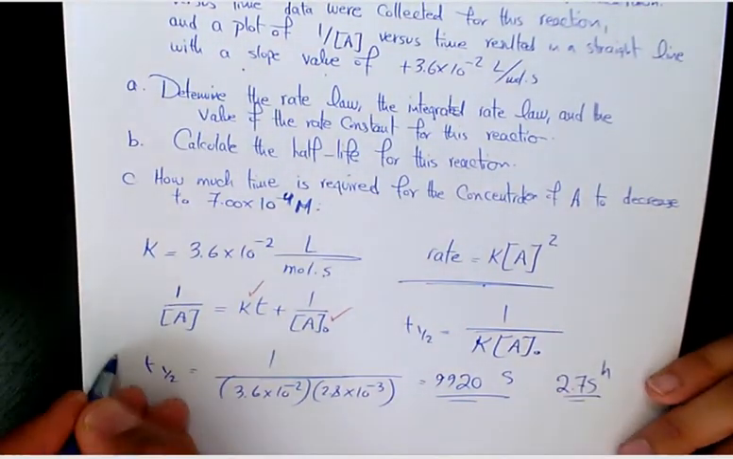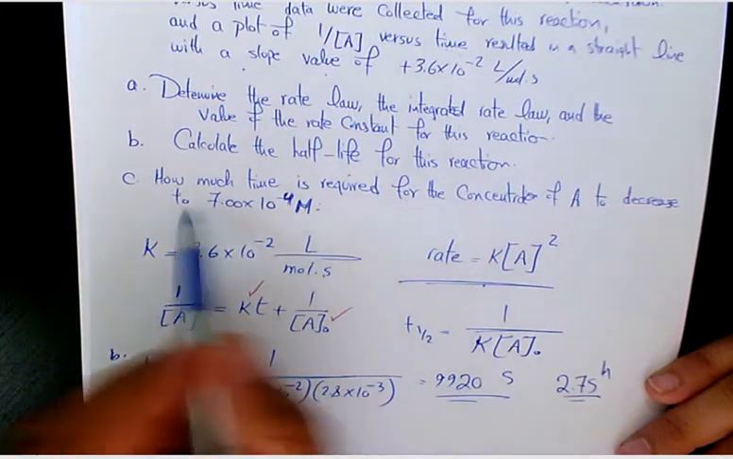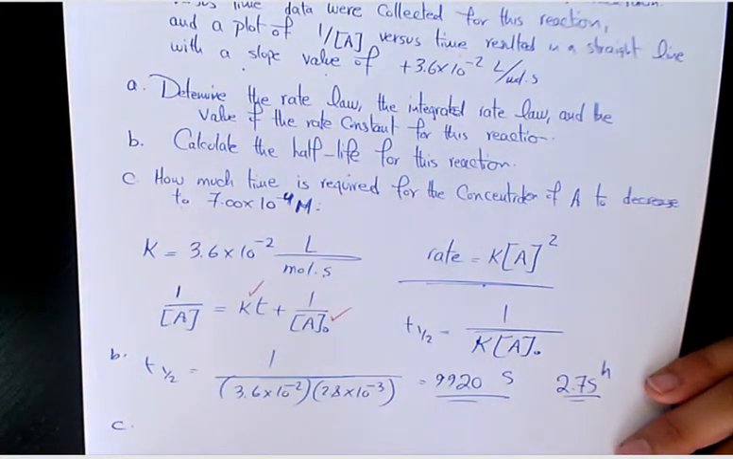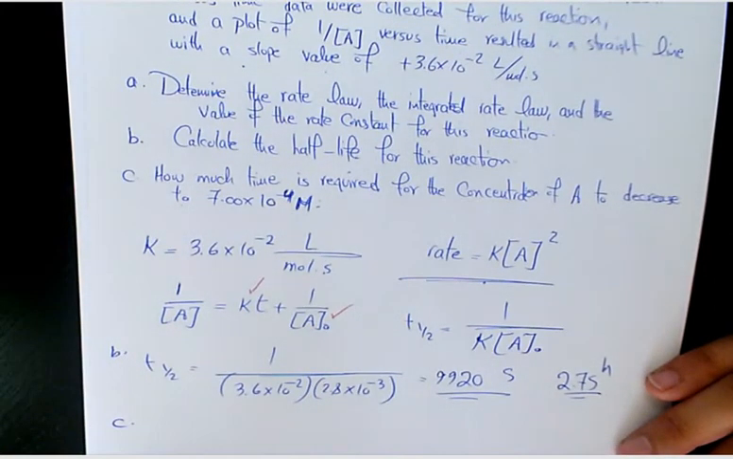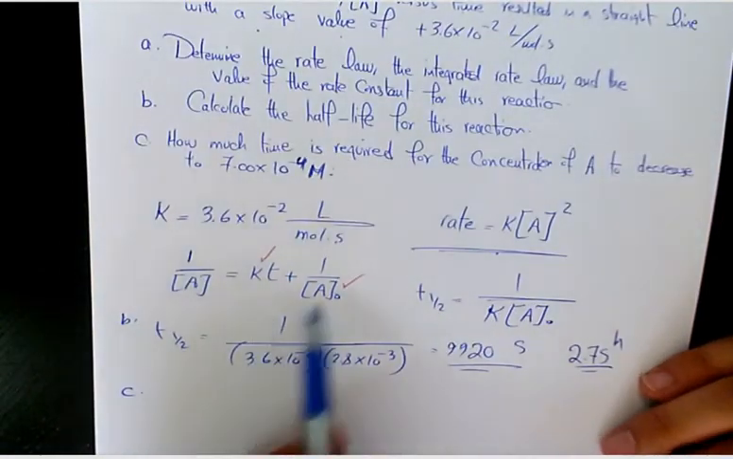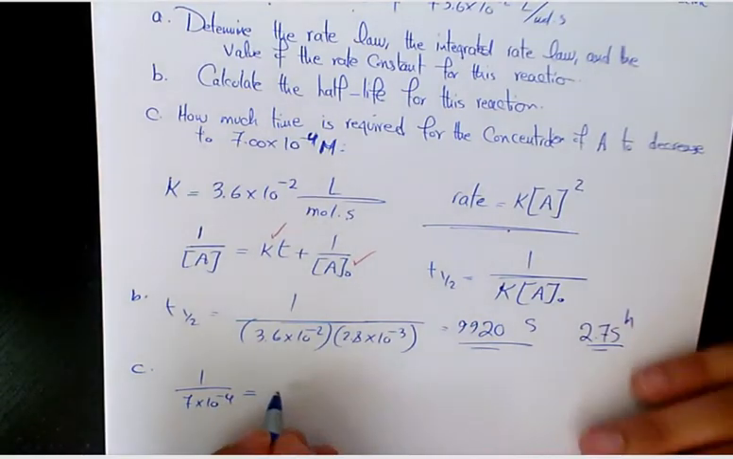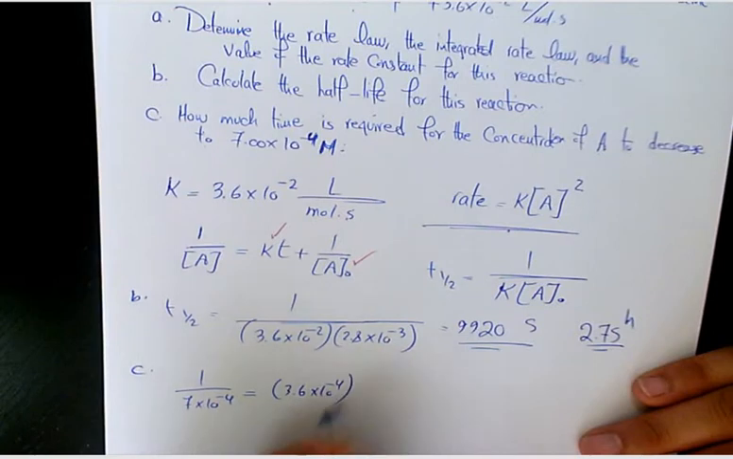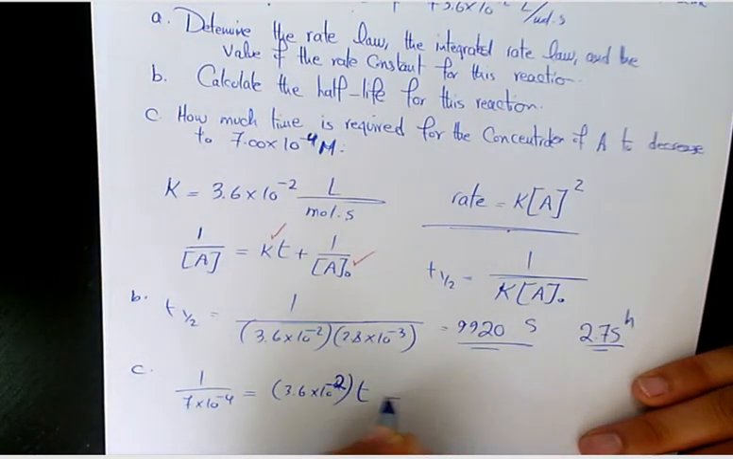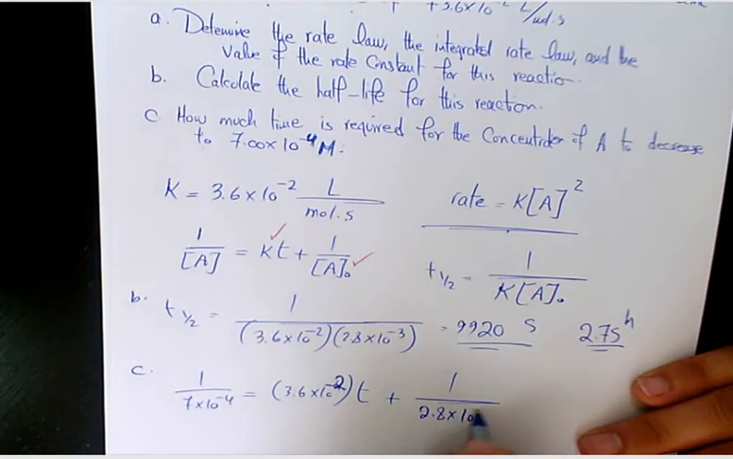And in part C, it says how much time is required for the concentration of A to decrease to 7 times 10 to the power of negative 4. So we sub it in this formula. 1 over 7 times 10 to the power of negative 4 equals K, which is 3.6 times 10 to the power of negative 2 times time, plus 1 over initial concentration, which is 2.8 times 10 to the power of negative 3.